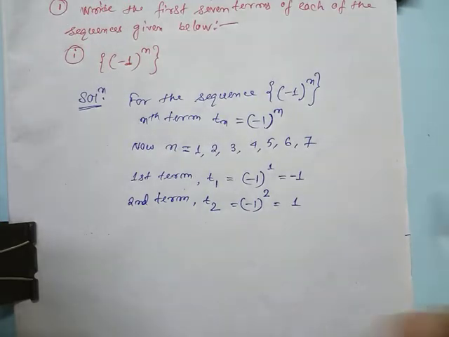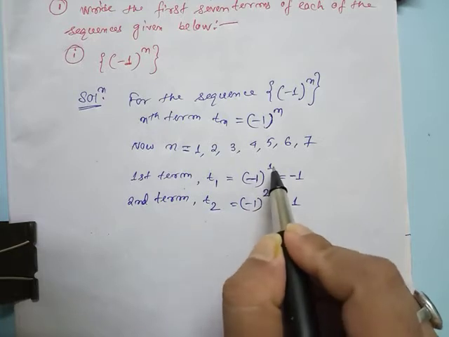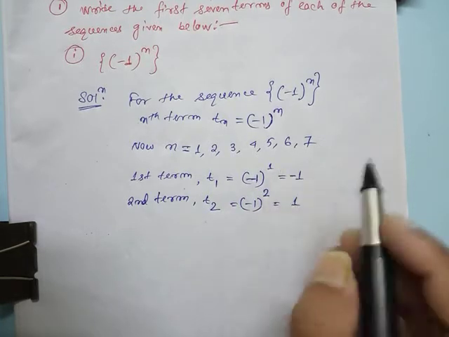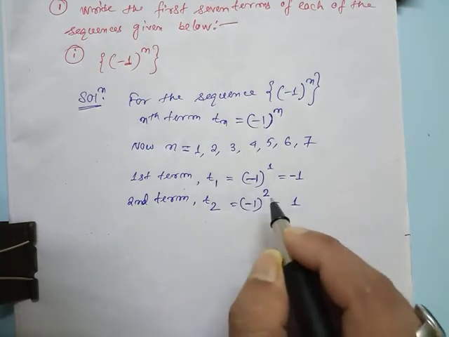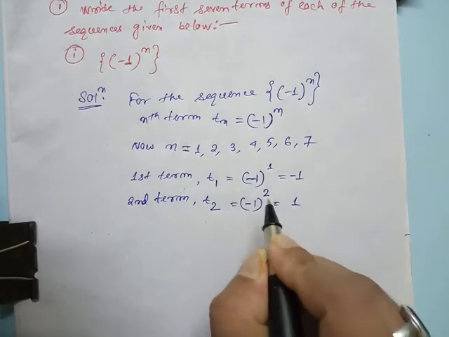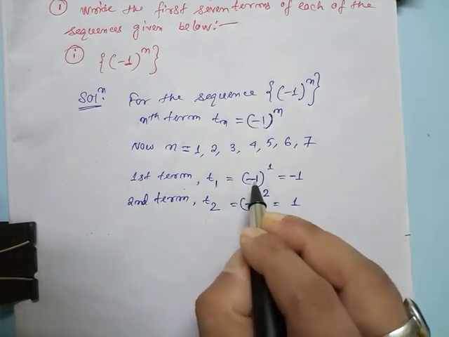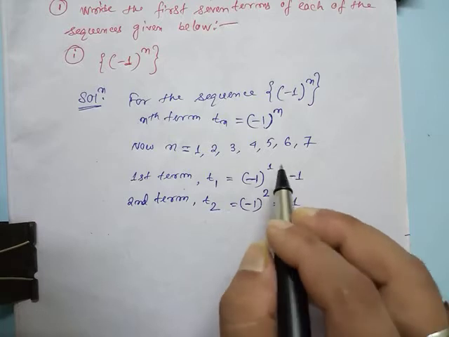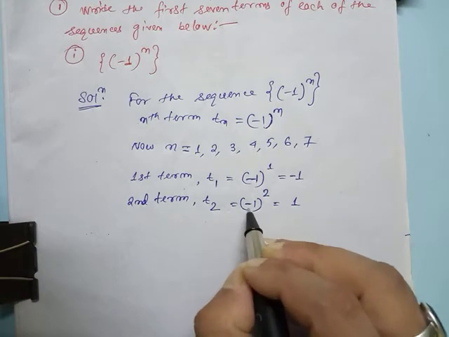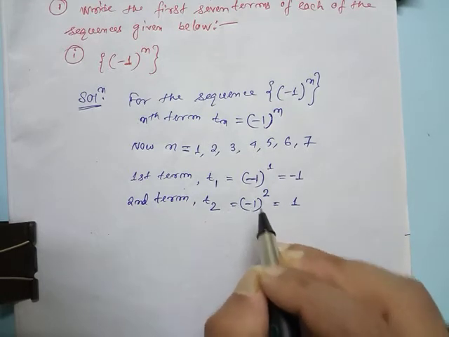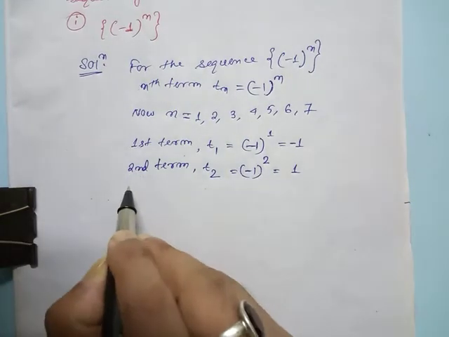You remember one thing, students: if the power of minus 1 is an odd number like 1, 3, 5, 7, then the value would be negative. If the power of minus 1 is an even number like 2, 4, 6, 8, then the value would be positive. I repeat again, if the power of minus 1 is odd like 1, 3, 5, 7, then the value would be negative, meaning minus 1. And if the power of minus 1 is even like 2, 4, 6, 8, then the value would be positive, meaning plus 1.